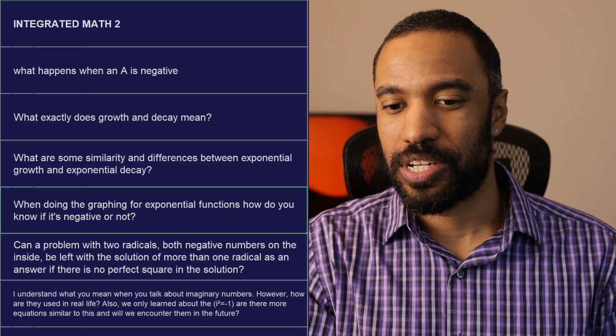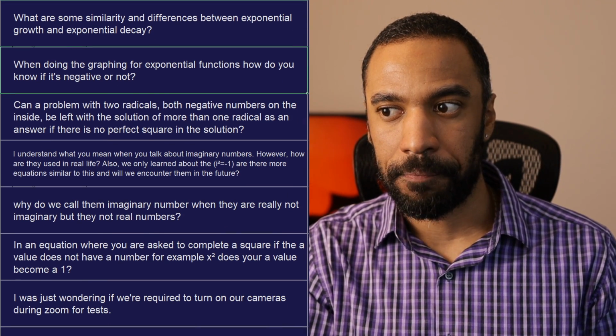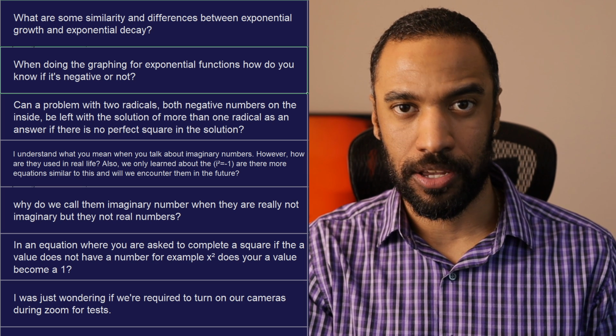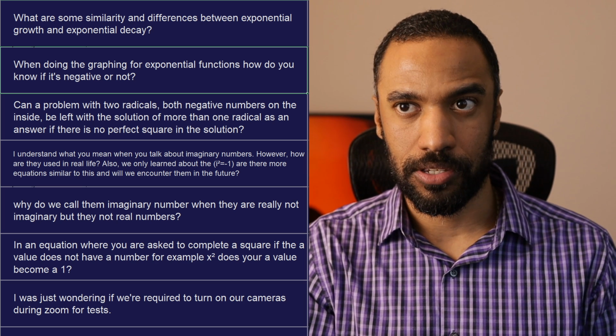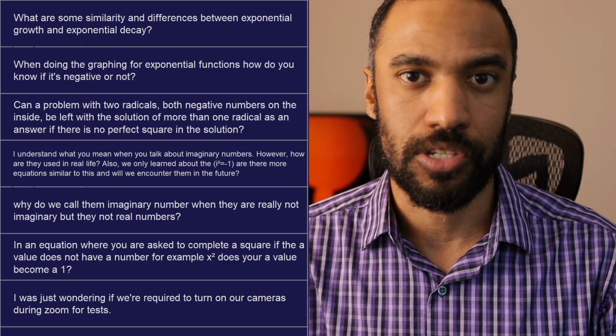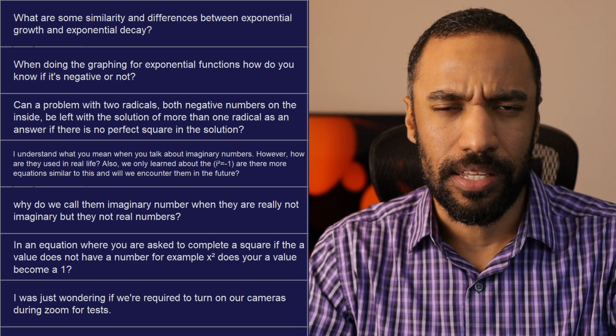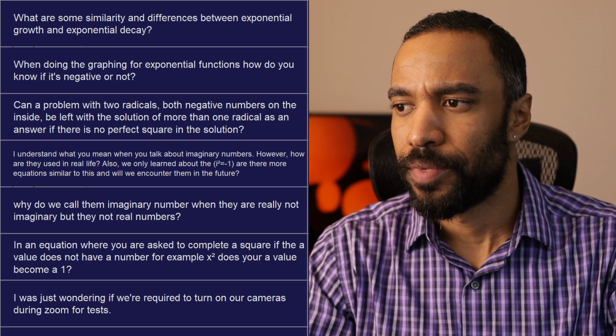Okay, next question is, when doing the graphing for exponential functions, how do you know if it's negative or not? It's very simple. If your a is positive versus negative. If a is positive, then it's positive exponential growth. If a is negative, it's negative exponential growth, or decay. It's a negative exponential function or whatever.